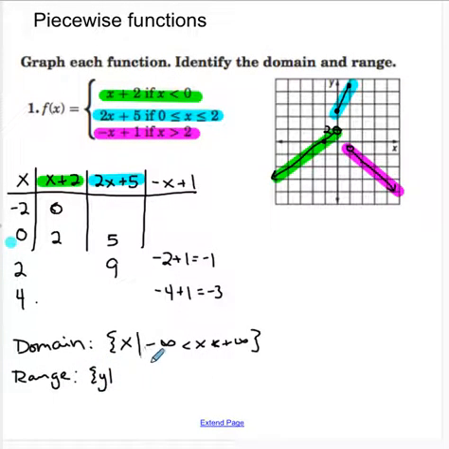So we've got y such that y is less than 2, or union, we've got 5, so y is greater than or equal to 5, and less than or equal to 9 for this piece in here. So those are our range values.